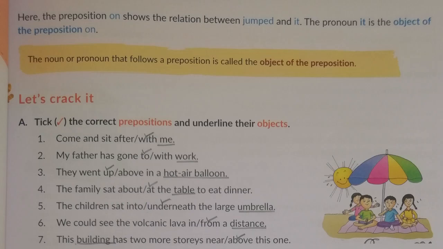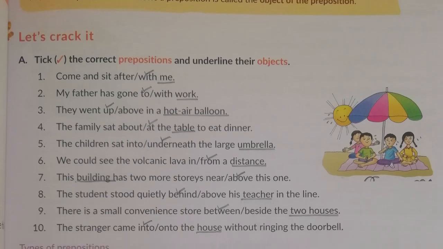Now come to the third. Up is your preposition and hot air balloon is your object, and in fourth, at is your preposition and table is your object, and in fifth, underneath is your preposition and umbrella is your object in your sentence. And come to the sixth here, from is your preposition and distance here is used as an object.